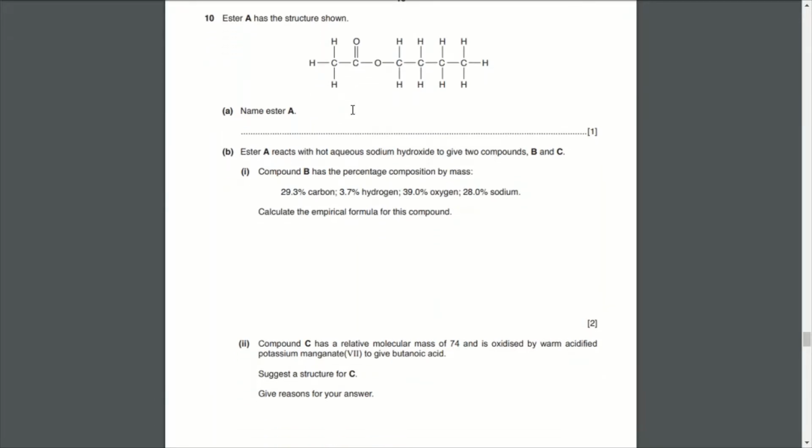Moving on to part B, ester A reacts with hot aqueous sodium hydroxide to give two compounds B and C. Compound B has a percentage composition by mass of 29.3% carbon, 3.7% hydrogen, 39% oxygen, and 28% sodium. Calculate the empirical formula for this compound.